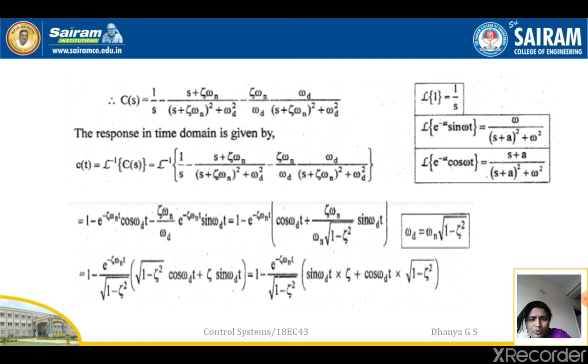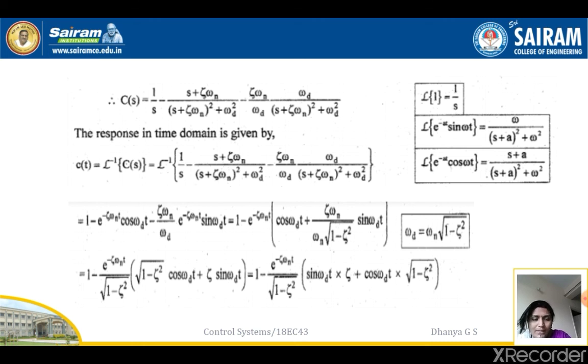So once you do all these things, we have the general equation: omega divided by ((s plus a) the whole square plus omega square) is equal to L of e power minus at sin omega t, as well as (s plus a) divided by ((s plus a) the whole square plus omega square) is equal to L of e power minus at cos omega t. So you have to bring in such a form. That's what we have gone for, multiplying and dividing omega d in the third term.